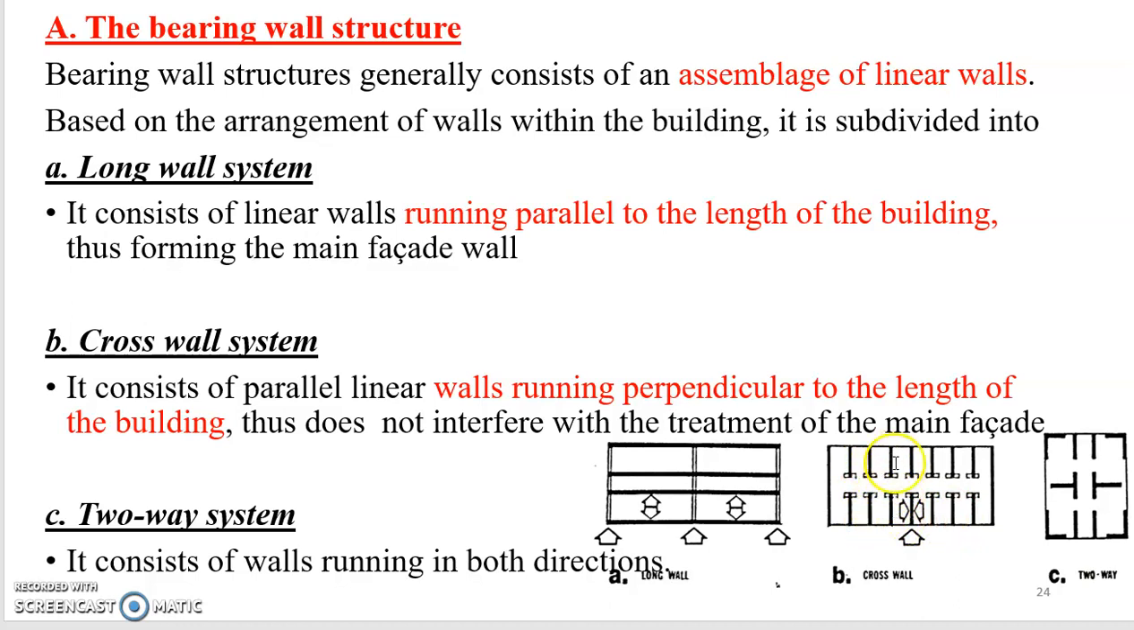We can see that these walls are placed in opposite directions, and it does not interfere with the main facade of the building. Next, here we can see the two-way system. It consists of walls running in both directions.